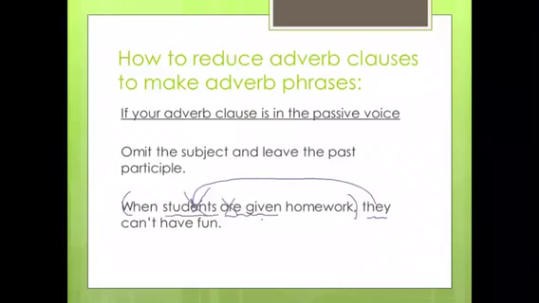Interestingly enough, though, this one is a little tricky, and I picked it out on purpose because do we know who they is? No, we don't. So in a case like this where we have a pronoun that is referring to another noun in a previous clause, to help the reader really understand who my subject is, it's very helpful if I get rid of they and I write students here when I decide to reduce my adverb clause. Because now I know who is they? Oh, okay, they is students. So when given homework, students can't have fun. Now it makes a lot more sense.